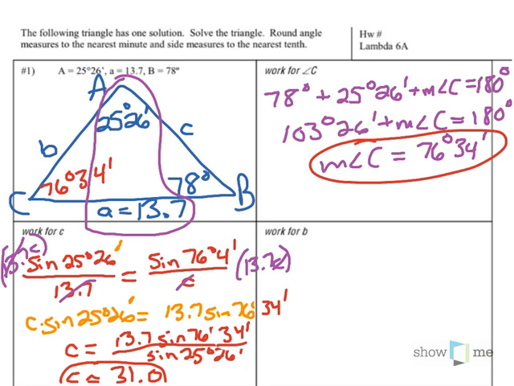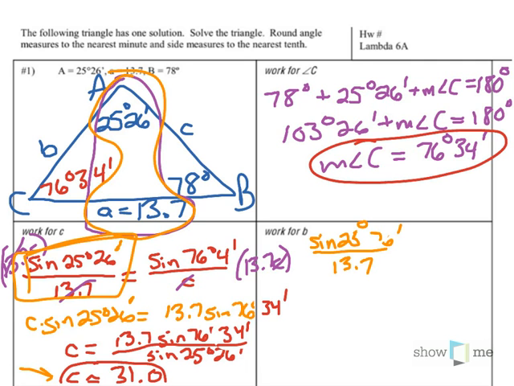That number has been rounded, so it's a little bit tainted. So we don't want to use that to find other answers. To figure out b, we do it the same way. Take our original side and the angle opposite it, non-rounded. So sine of 25 degrees, 26 minutes over its opposite side of 13.7. Notice it's the same way we started out the problem for side C. Equals sine of angle B, which is 78 degrees, divided by its opposite side of lowercase b. To get rid of our fractions, we're going to multiply both sides by 13.7b.